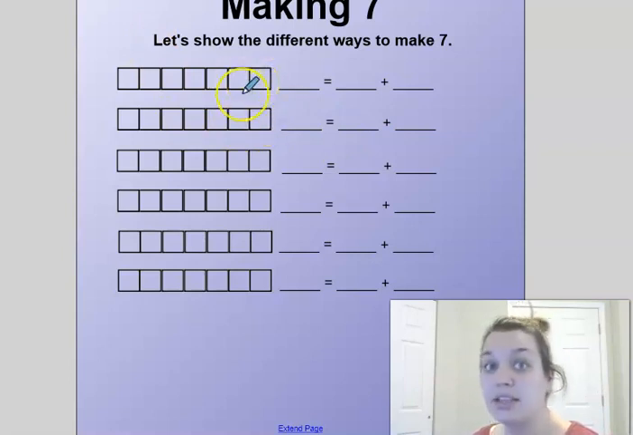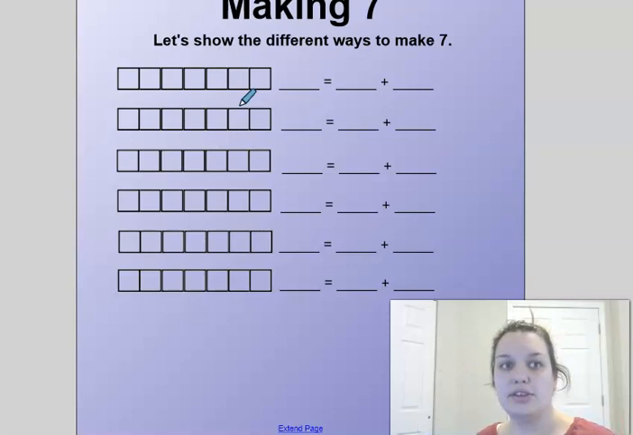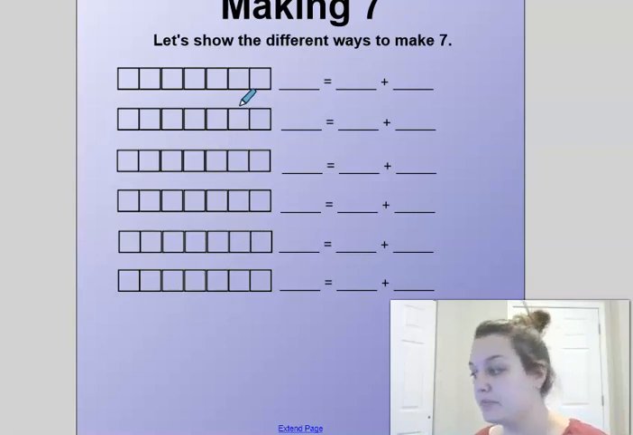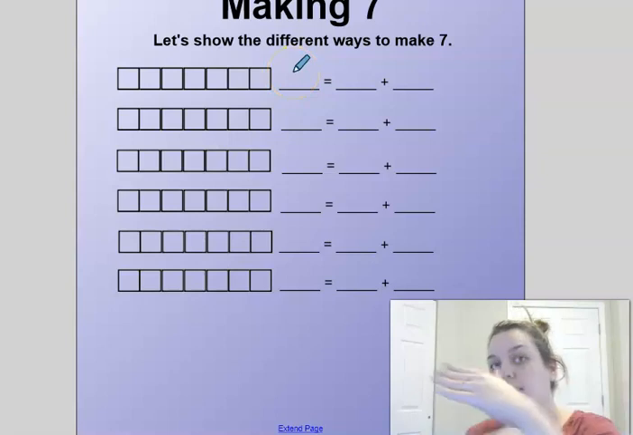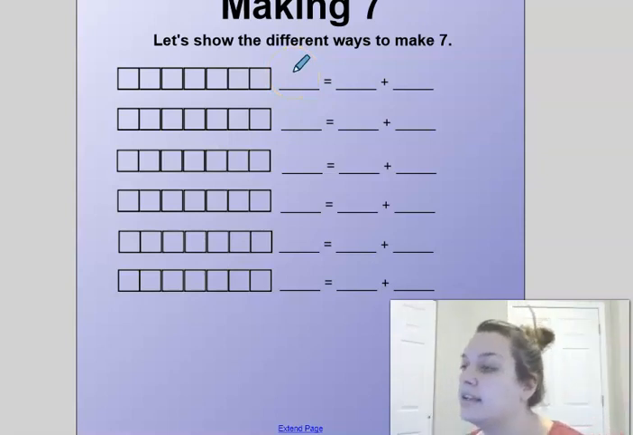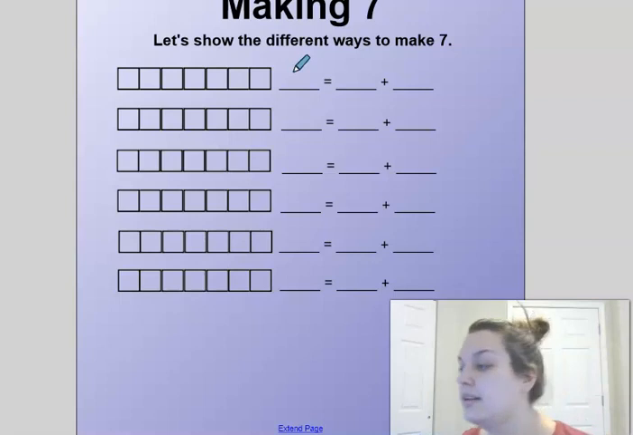Now, if you're using Legos or pasta or something like that, you can just separate them into 2 groups to show me that you understand that they're different, okay? And then I want you to write the number sentence. So it's whole equals part plus part, okay? So your whole equals part plus part.